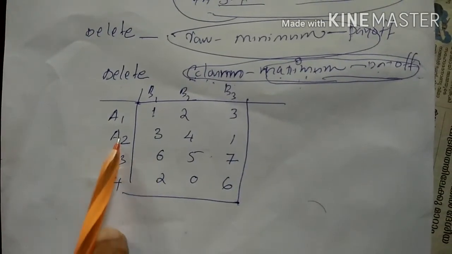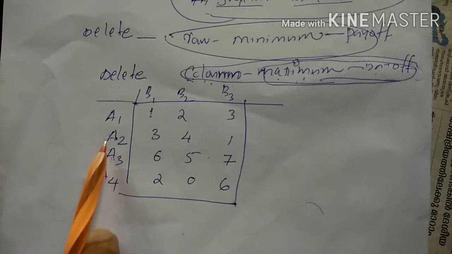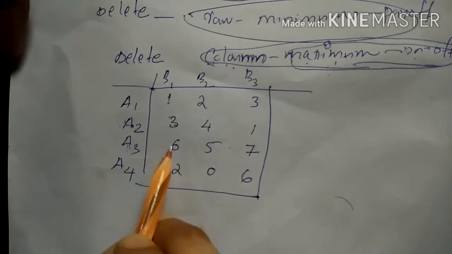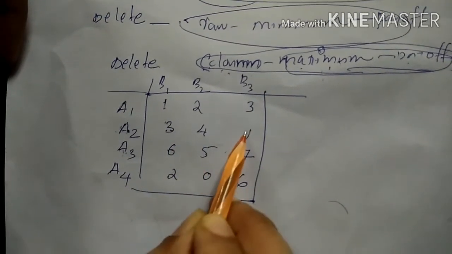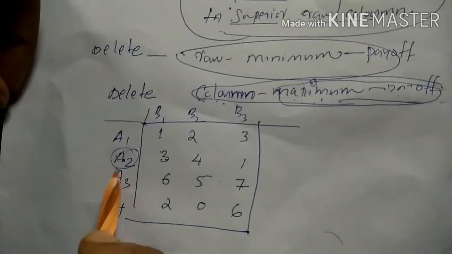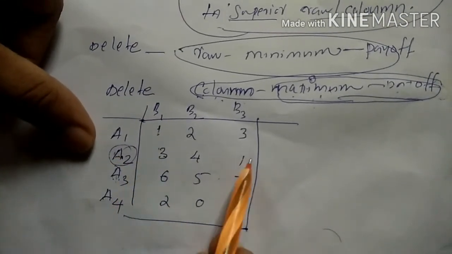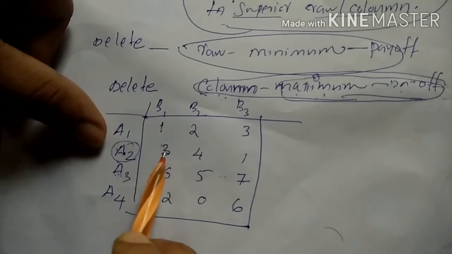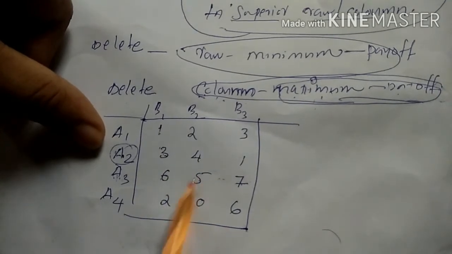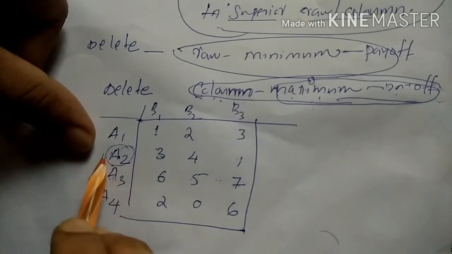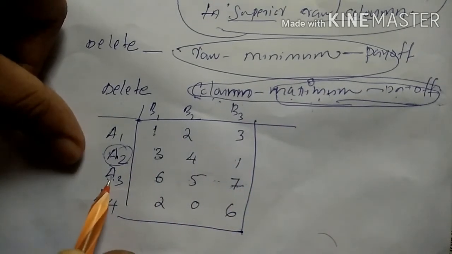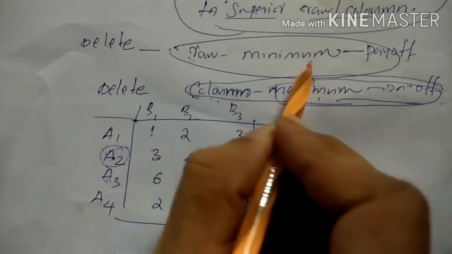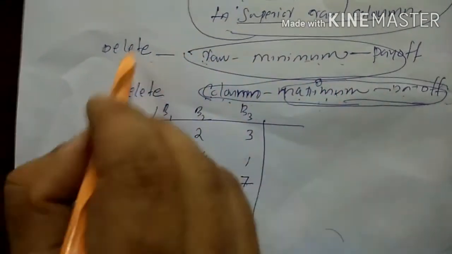Let us look at A2 and A3. See the rows A2 and A3. 3 is less than 6. 4 is less than 5. 1 is less than 7. So we can conclude that all the values in the row A2 are less than the A3 row values. So in the case of rows, we know the row minimum should be deleted.